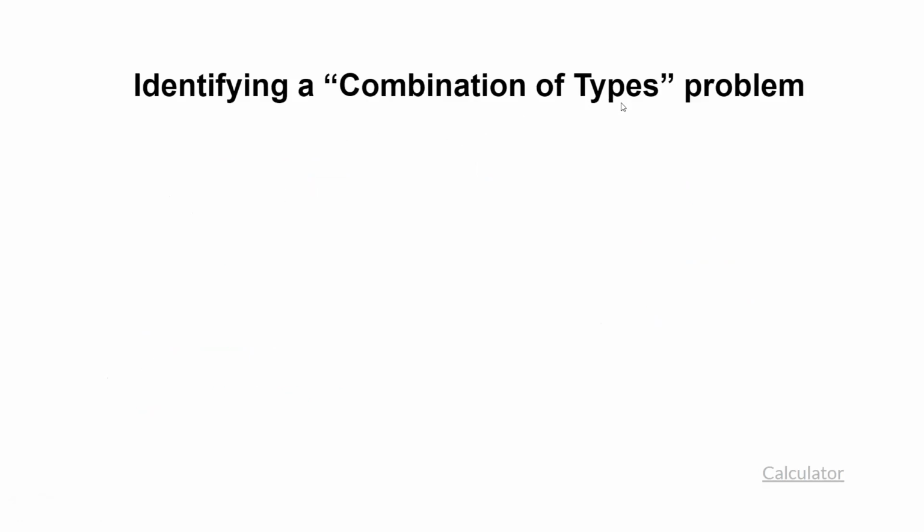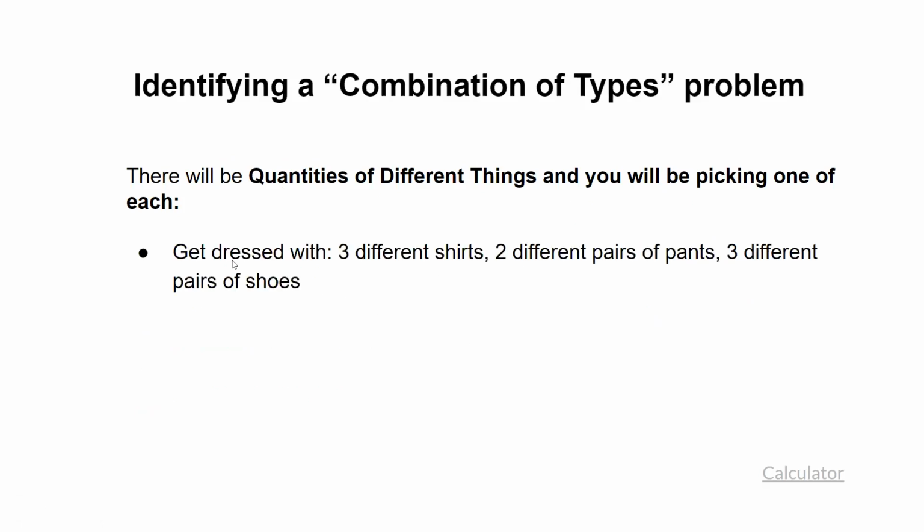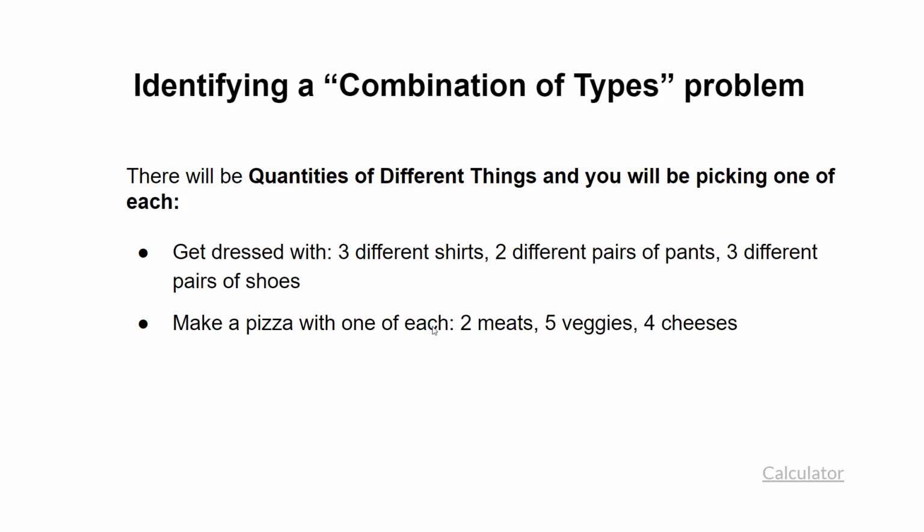Identifying a combination of types problem. These look pretty different, so they shouldn't be too difficult to identify. There will be quantities of different things, and you will be picking one of each. For example, getting dressed with different numbers of shirts, pants, and shoes. Making a pizza with 1 meat, 1 veggie, and 1 cheese, and there's different quantities of those items. Picking a running shoe when there's 5 colors, 4 sizes, and 3 styles. Another example.